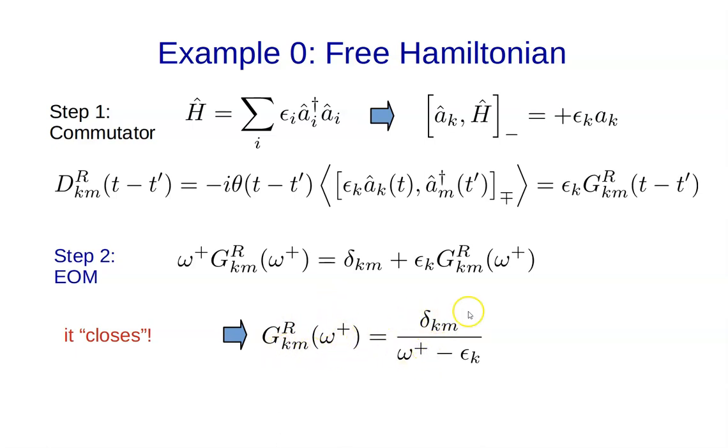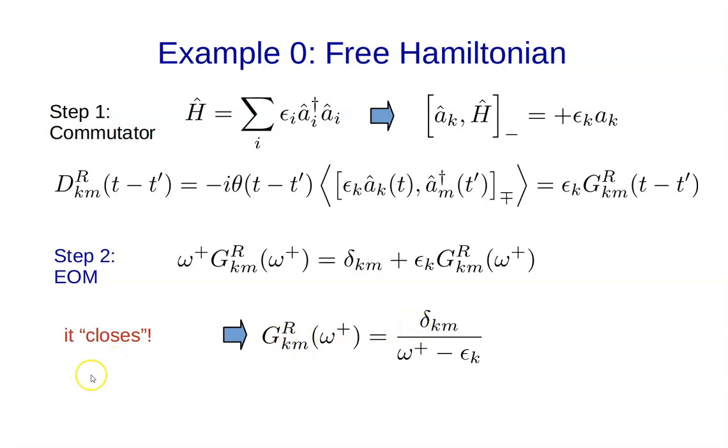G^R_km is just delta_km over omega plus i eta minus epsilon k. So in principle this is a complex function in the complex plane with poles at omega equals epsilon k, in the limit of i eta going to 0. All right, so this is the very first example, which is almost trivial.